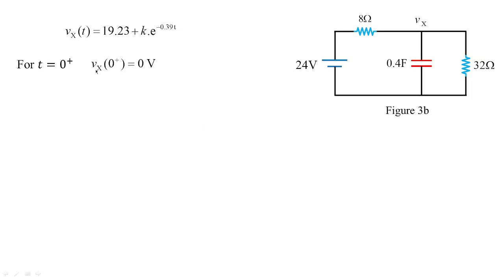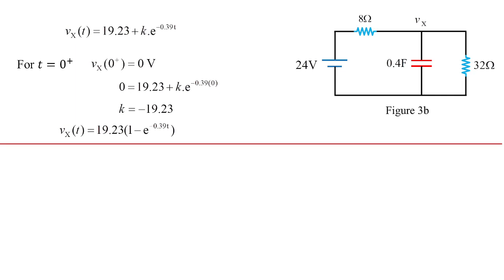At t equal to 0 plus, we obtain the value of Vx of 0 plus is equal to 0 volts. Just substitute the value 0 equal to 19.23 plus k to the power of 0, which is 1. So k will be minus 19.23. Just substitute the value of k in this equation Vx of t. I'm going to get Vx of t is equal to 19.23 of 1 minus e to the power of minus 0.39t. So very quickly we have solved this problem. If at all you have any doubts, please comment in the chat box.